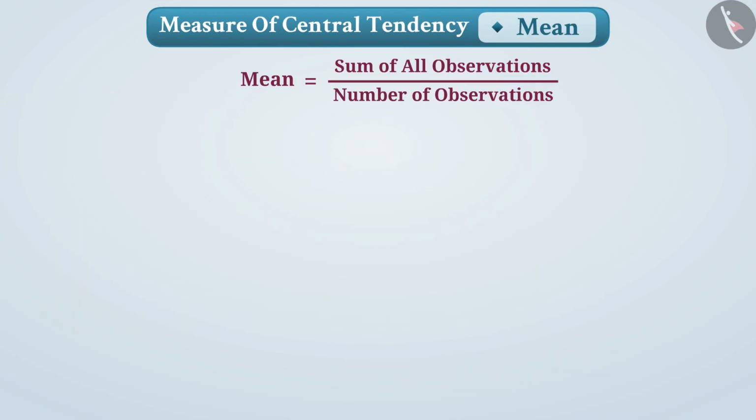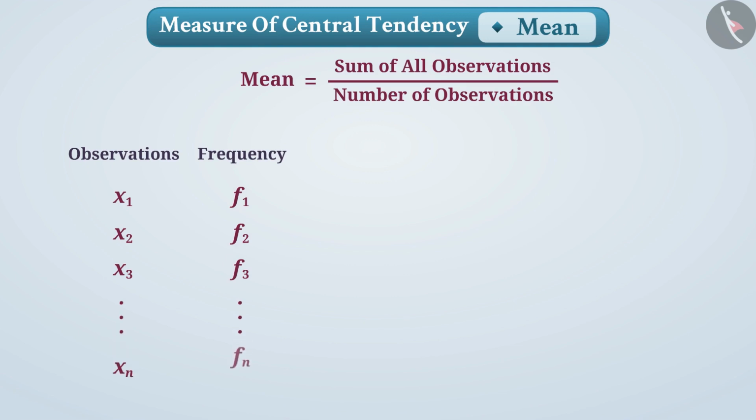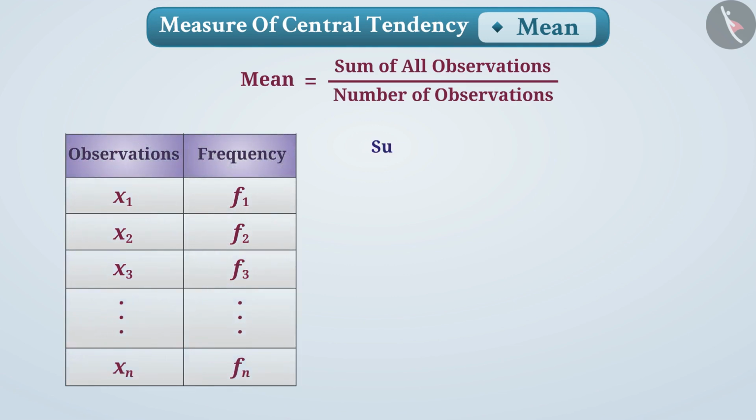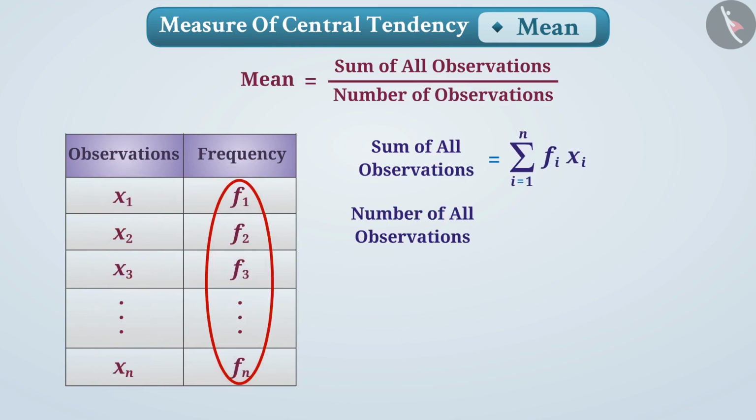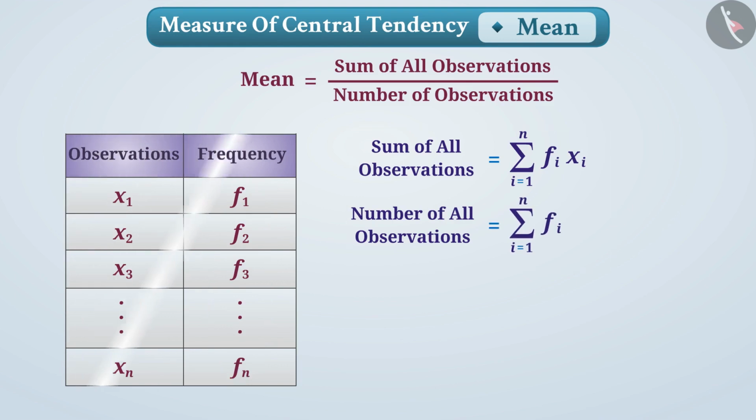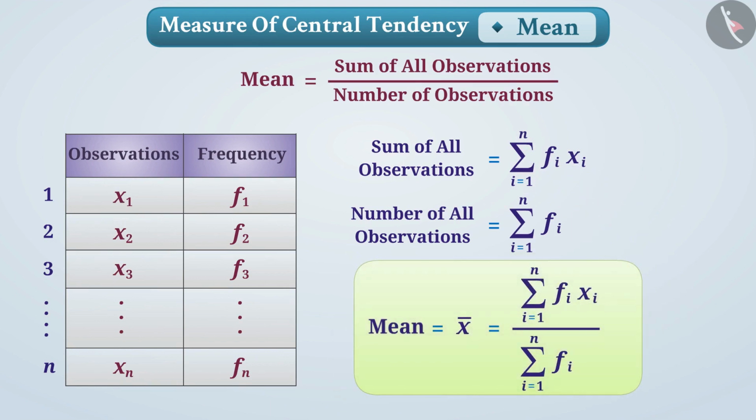Now consider that in the observations, the frequency of x1 is f1, x2 is f2, x3 is f3, similarly xn is fn. Then we can get the sum of all observations in this way and the number of all observations in this way. Remember that here n represents the total number of observations. In this way, the mean of these observations can be written as follows. With the help of this formula, we can find the mean for a given ungrouped frequency distribution.